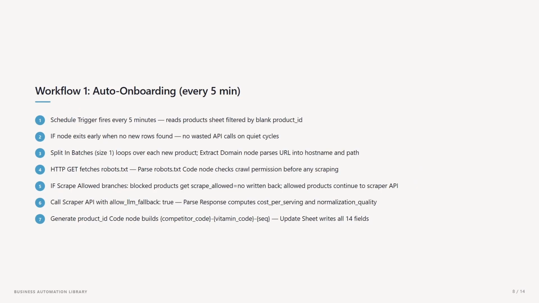Workflow 1 is triggered on a 5-minute schedule. The first thing it does is read the product sheet and filter for any rows where product ID is blank. If there are no rows, then the workflow exits. If there are blank rows, it passes them to a split in batches node to process them one at a time. For each product, it calls the scraper's robots endpoint with the product's domain. It fetches the robots.txt file to check whether disallow rules block the scraper's path. If scraping is allowed, it calls the scraper's scrape endpoint with allow LLM fallback set to true. The scraper runs the full 4-tier cascade we just described.